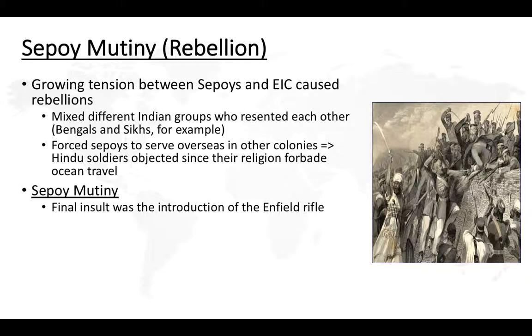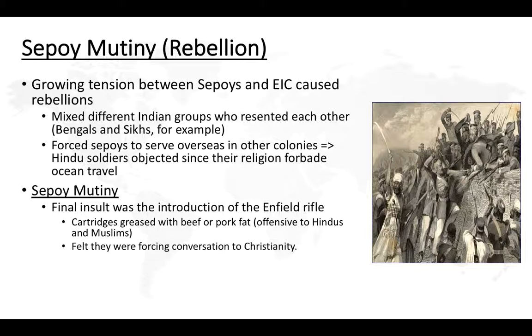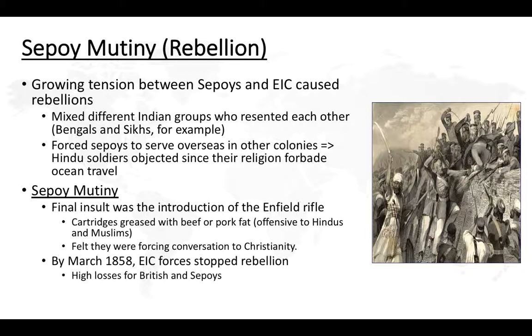The final insult was the introduction of a rifle that the British introduced. And they gave them these rifles with cartridges that they greased first with beef or pork fat, which is offensive to Hindus and Muslims. And in order to fire your weapon and to use your cartridge, you had to bite off this piece that was covered in grease with beef or pork fat. And they felt that they were being forced to convert to Christianity and that their religion was being imposed upon.